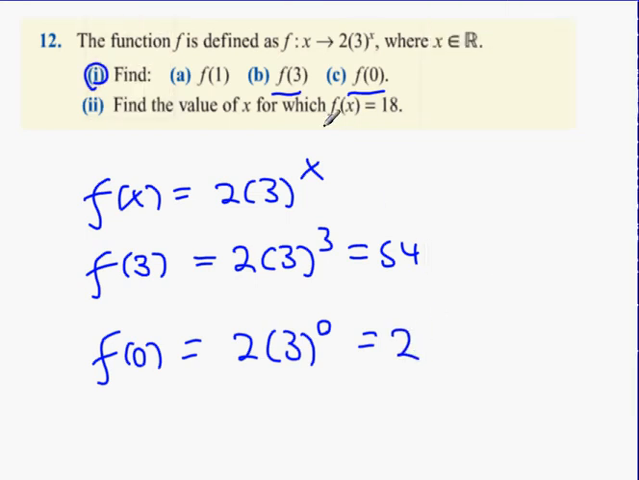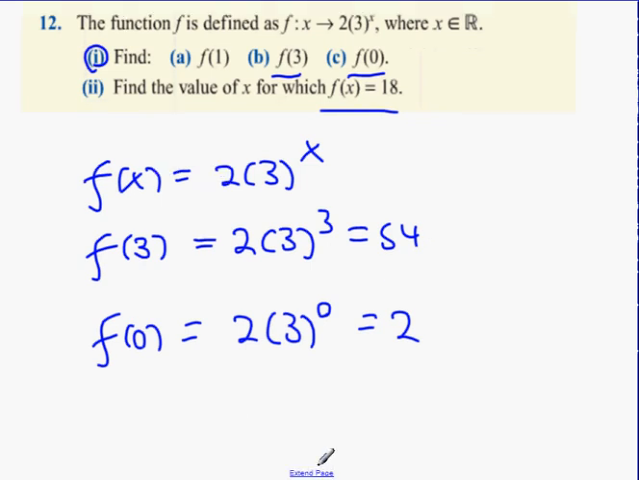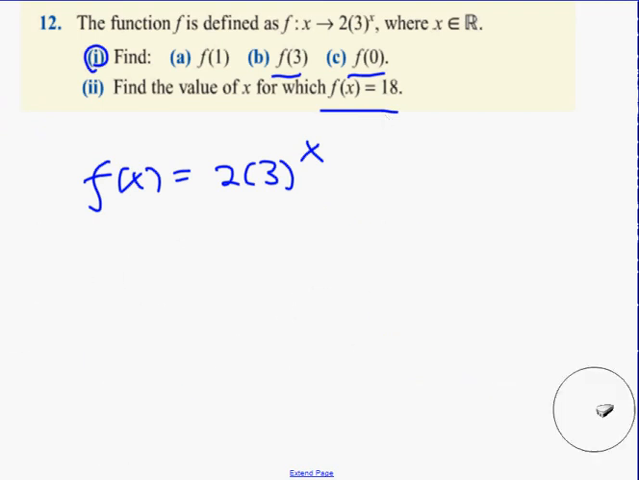Now, finally, the last type of question is different. Remember I keep trying to tell you. What's the difference between f(x) = 18 and f(18)? What's the difference? 18 is the answer. You got to find out what number you use to get the answer. So in a nutshell, you used the number called x and your answer turned out to be 18.